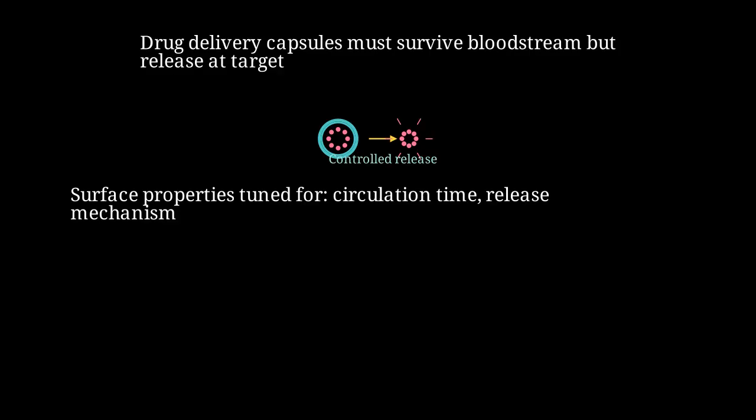Understanding nanoshell mechanics is crucial for medical applications like targeted drug delivery. Drug delivery capsules must be strong enough to survive the bloodstream, but weak enough to release drugs at the target site. The capsule travels intact through the bloodstream, then releases its drug payload when triggered at the disease site. Engineers tune surface properties to control circulation time and design the release mechanism.